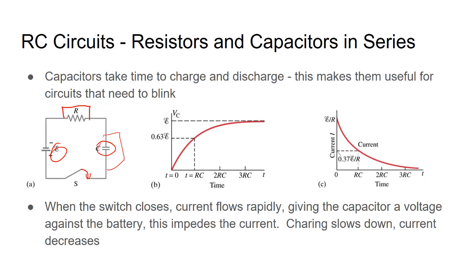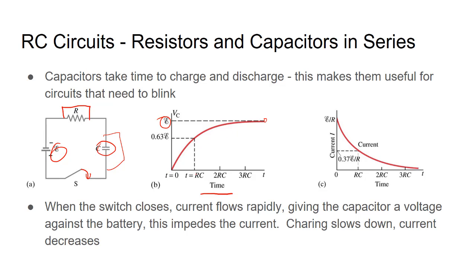And what this graph shows is how the voltage across the capacitor changes in time. E is the EMF, or electromotive force, of the battery, and VC is the voltage of the capacitor. And we can see that as time goes on, the capacitor reaches the voltage of the EMF, and that's when current will stop flowing.